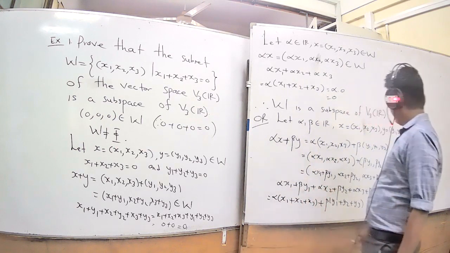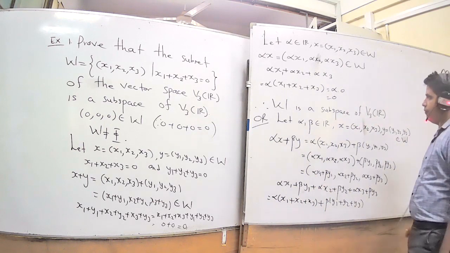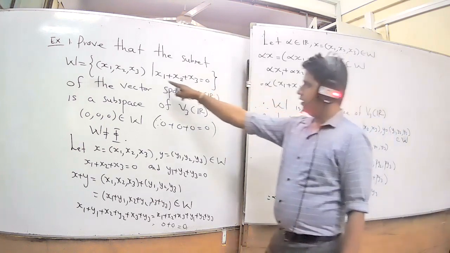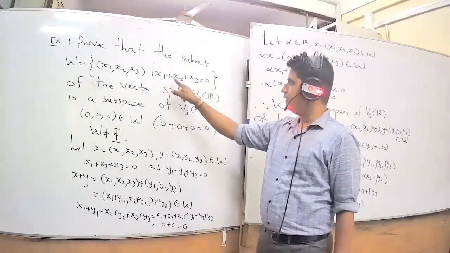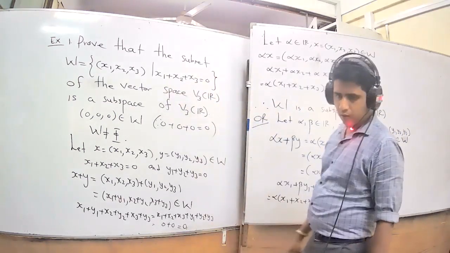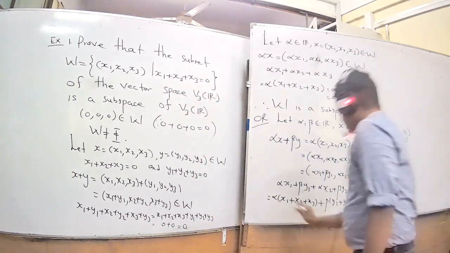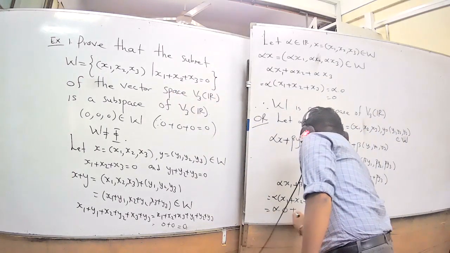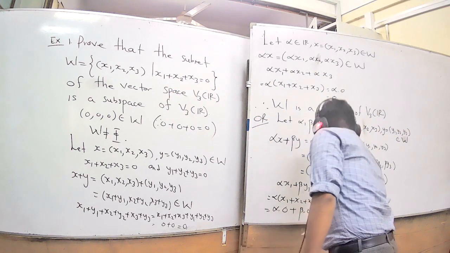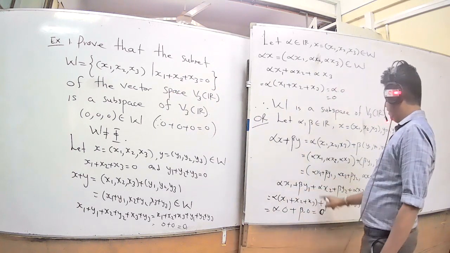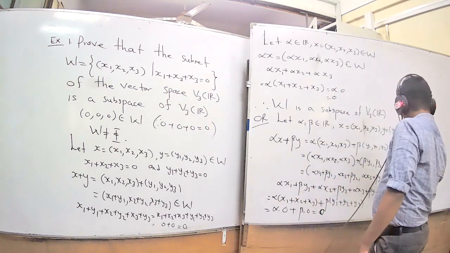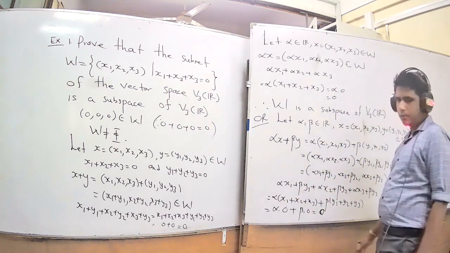You already know that x comma y belong to W. Therefore, x satisfies this condition. That means x1 plus x2 plus x3 is 0. Similarly for y, y1 plus y2 plus y3 is also 0. So this is your 0 value. This one also 0 value. Therefore you get 0. This one 0 means this element belongs to W. This element belongs to W.